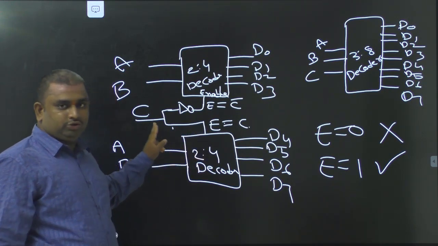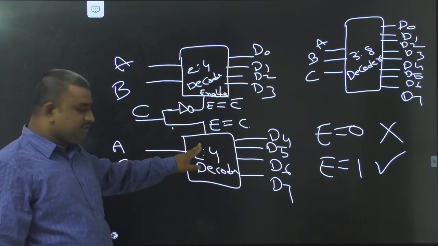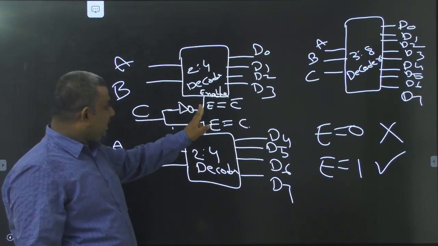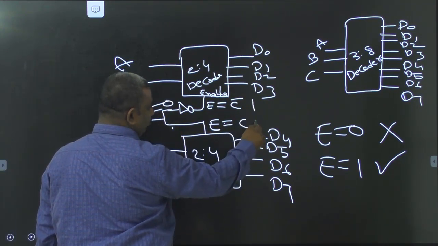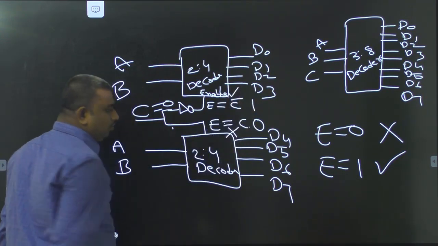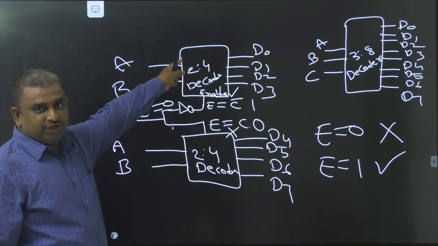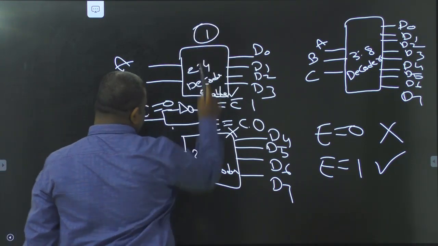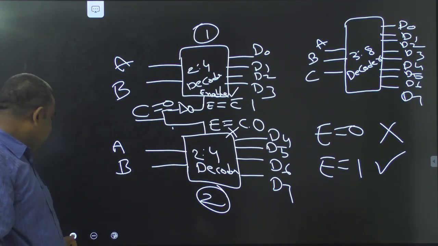When C is equal to 0, C bar is equal to 1, so the enable of this one is 1 and this decoder is not in working state. So now this chip is not in working condition and the other chip is in on condition. When C is equal to 1, it is the reverse operation: the first one is deactivated and the second one is activated. This is the first 2 to 4 decoder and this is the second 2 to 4 decoder. We will see that diagrammatically.